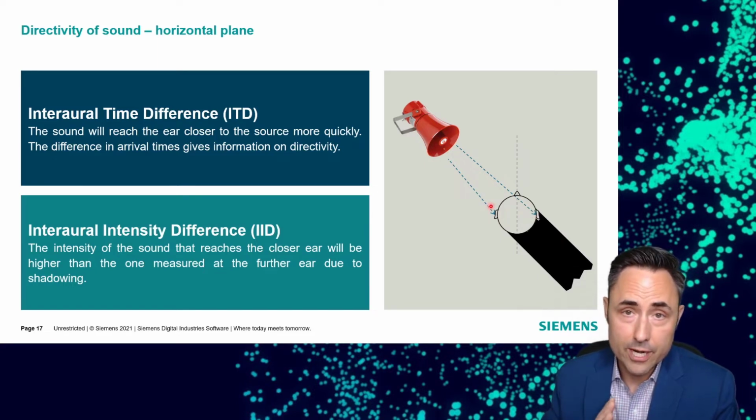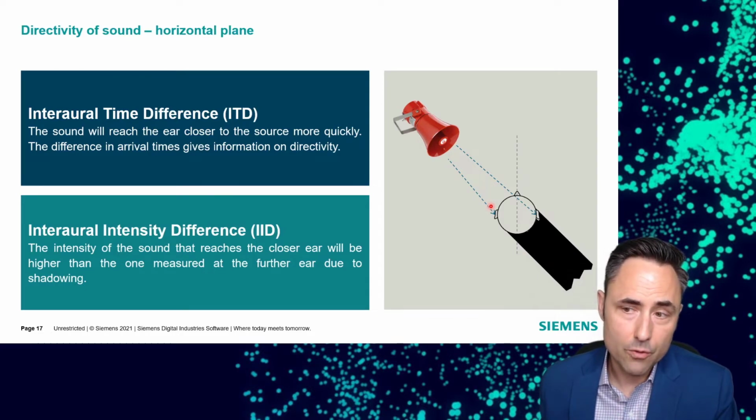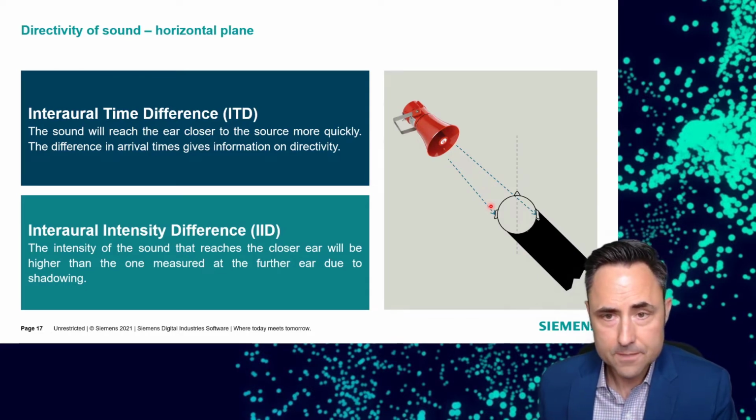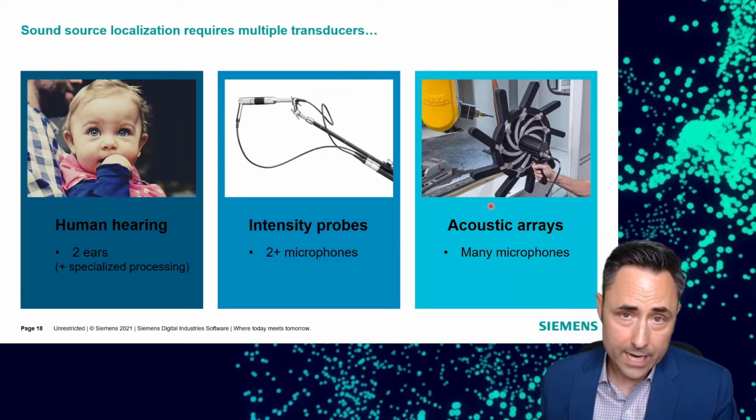And so that helps our brain confirm, yeah, it's coming from over there, because we get both of these signals with both of these differences, okay? That's how our brain does it.